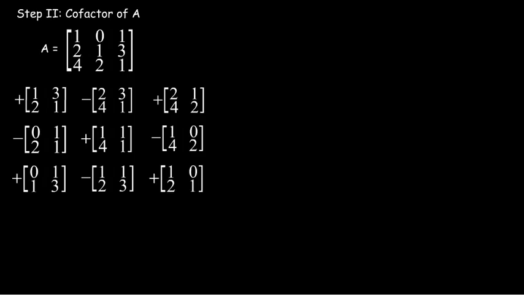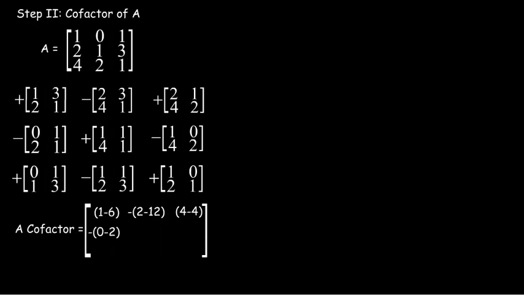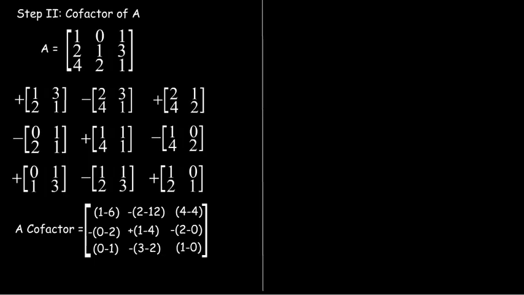So finding the determinants of all the smaller matrices, A cofactor will be equal to the matrix 1 minus 6 for our first element, minus (2 minus 12), (4 minus 4), minus (0 minus 2), plus (1 minus 4), minus (2 minus 0), 0 minus 1, (minus (3 minus 2)), and (1 minus 0). Simplifying, A cofactor will be equal to the matrix minus 5, 10, 0, 2, minus 3, minus 2, 0, minus 2, and 1.